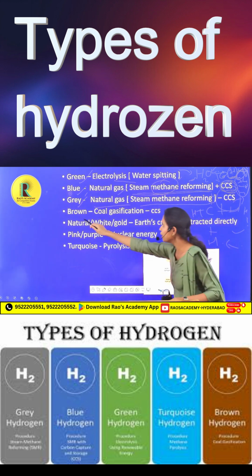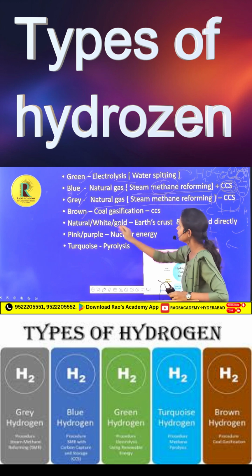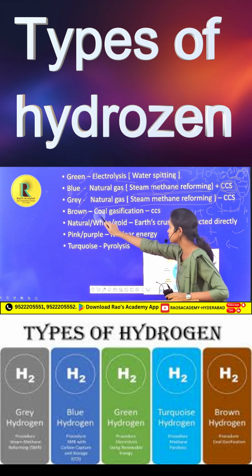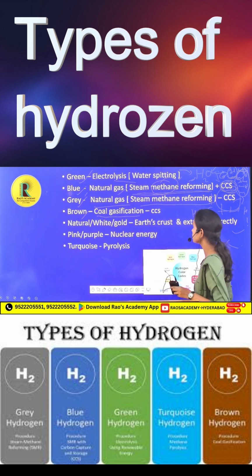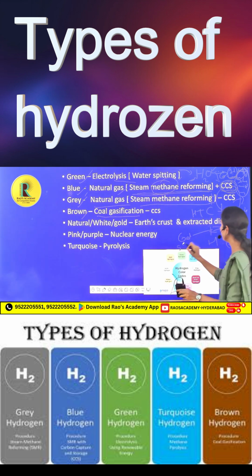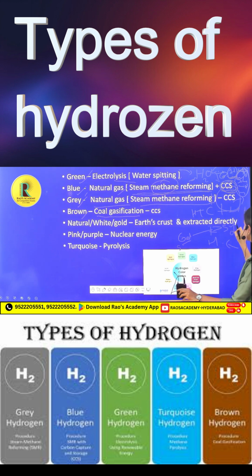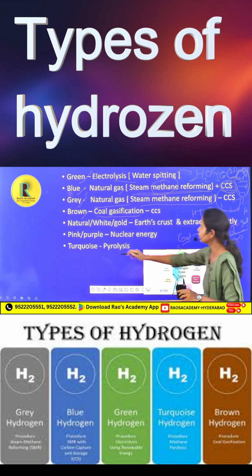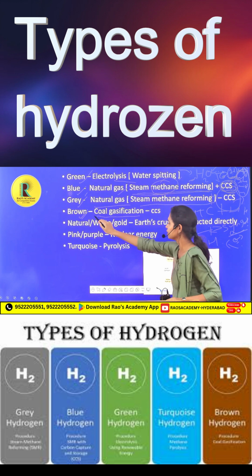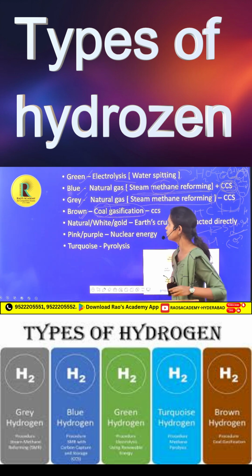Whereas brown hydrogen is produced through the coal gasification process. Coal gasification is nothing but the conversion of solid coal into a gaseous mixture called syngas. Syngas also includes methane. By giving steam to the methane, we produce brown hydrogen. In the case of brown hydrogen, we use the coal gasification method to produce hydrogen.